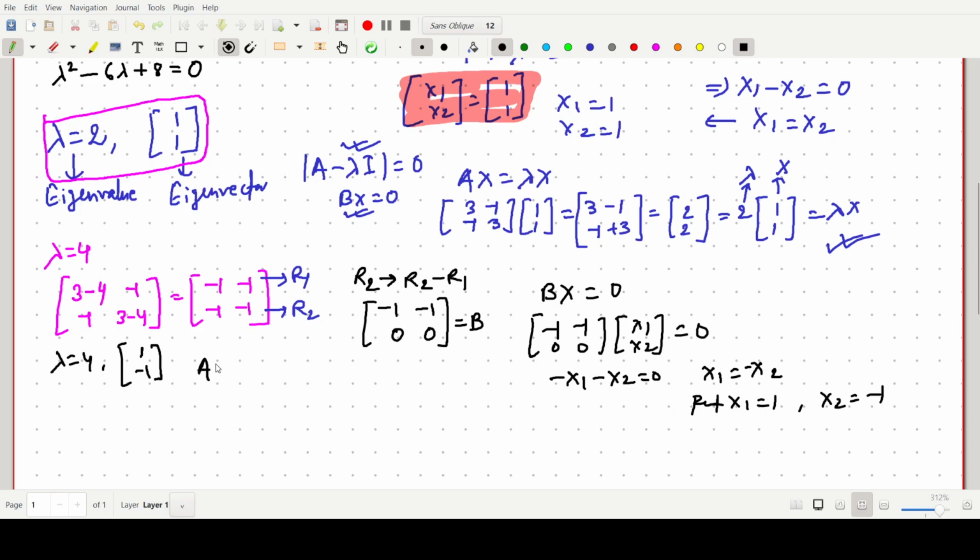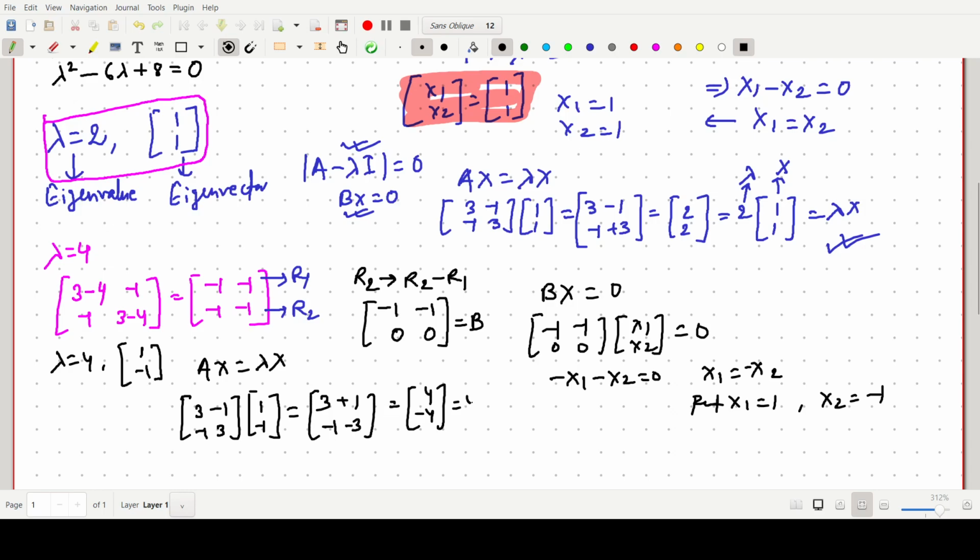Again, we have to check this with Ax equals lambda x. Multiplying the matrix 3, minus 1, minus 1, 3 by the eigenvector 1, minus 1, we get 3 plus 1, then minus 1 minus 3, so it is 4, minus 4. Taking 4 common, it is very simple. If you practice two or three times, it should be lambda x. So we can say this one is also okay.